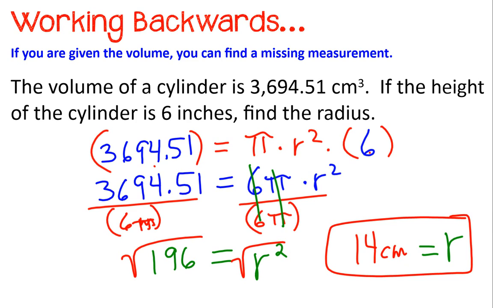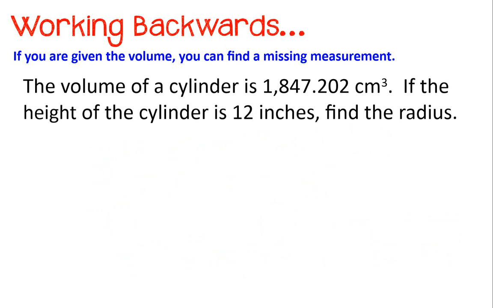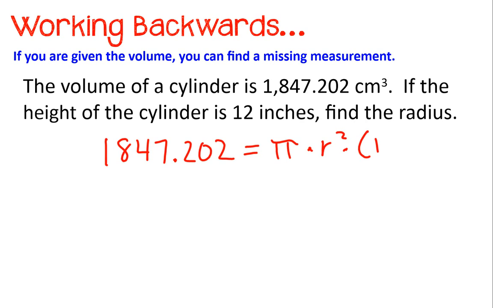Alright, let's try something like that again. So you may want to try and pause the video, see if you can try this one on your own first. But it's just like the last one. The volume is 1847.202 and the height is 12. So 1847.202 is equal to 12 pi times the radius squared.